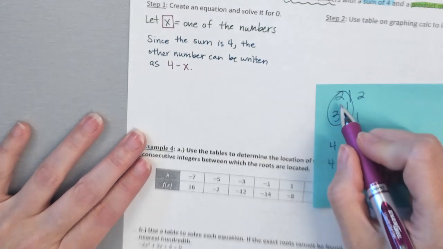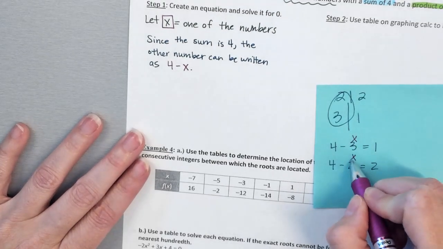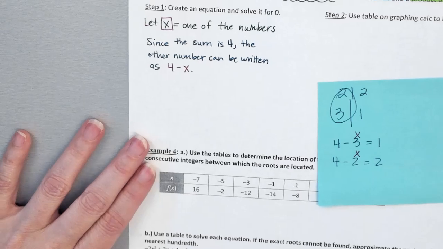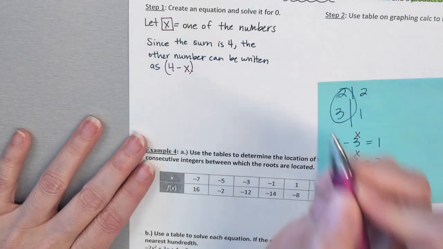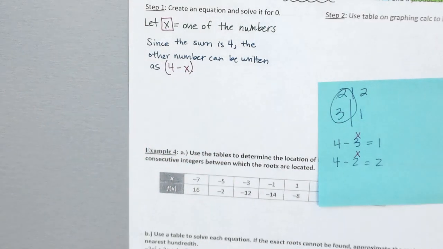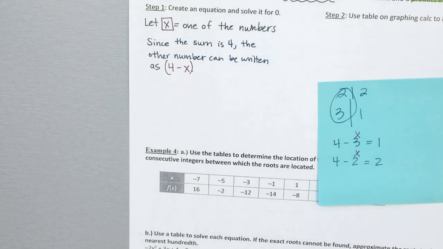Okay, because all we did is I gave you the number, right? So instead of the number, it's just x. Okay, so you have the 4 minus x as your other value.